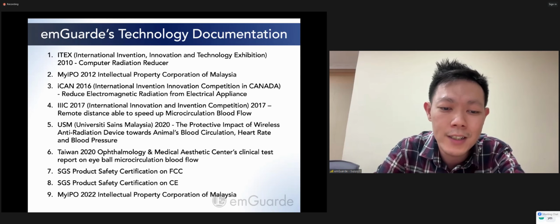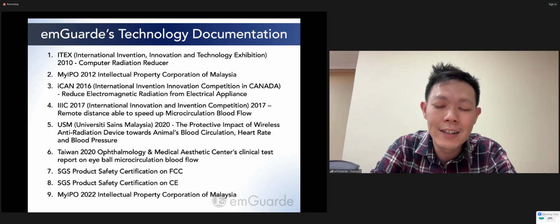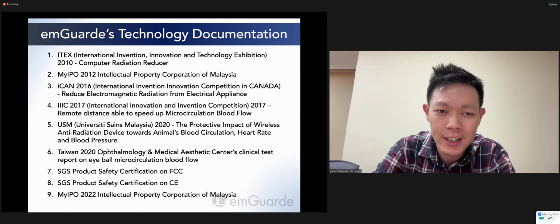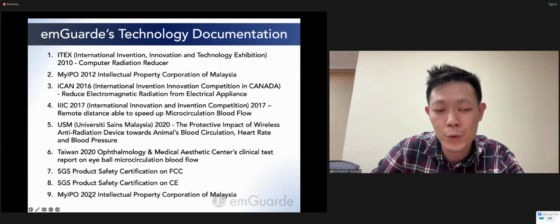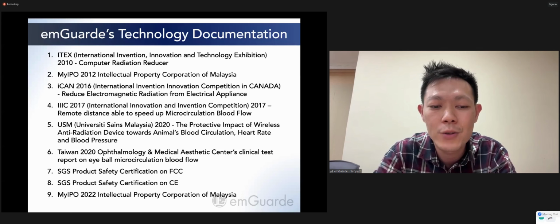The last one is that last year we got another IPO, Intellectual Property Corporation of Malaysia also. It's different. You can see the 2012 and the 2022 one are different. So we got 2 patents.